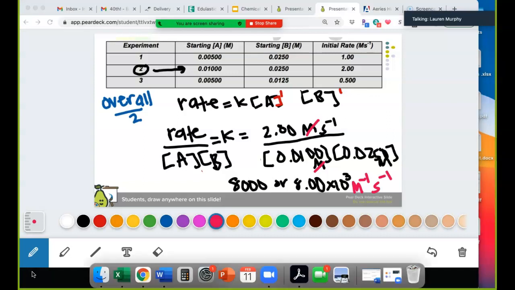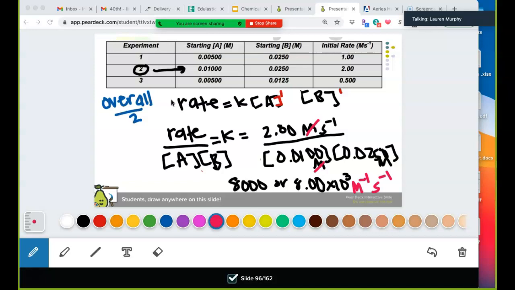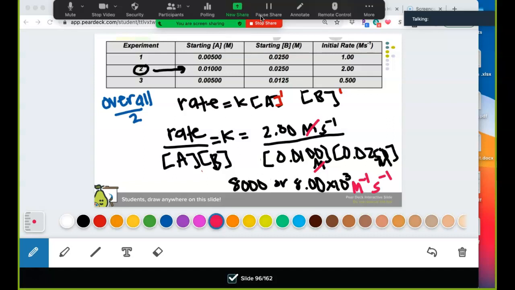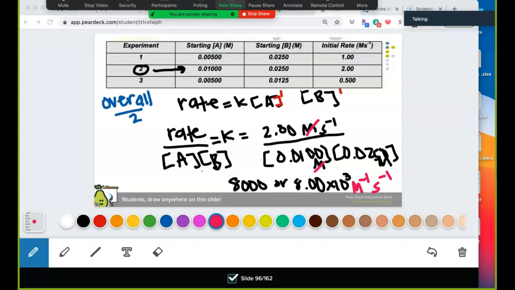So this is a really, really good question: you don't use the stoichiometry of the reaction to determine anything about the rate law. You use only the data in the data table. That's a very good question. Any other questions?